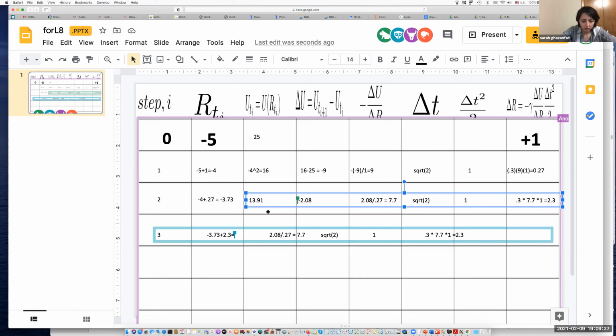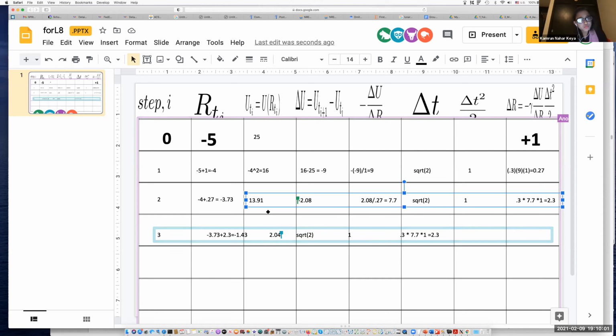Calculate it. Minus 1.43. Just right. Minus 1.43. Minus 1.43. Okay. 1.43 squared is 2.04. Yes.